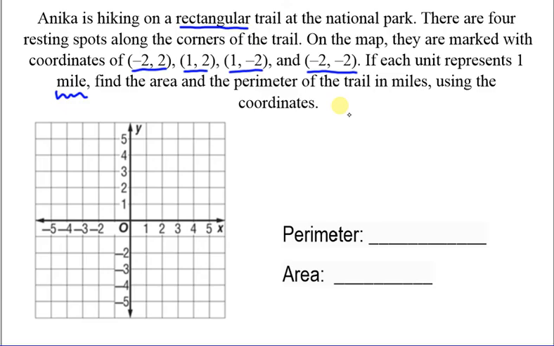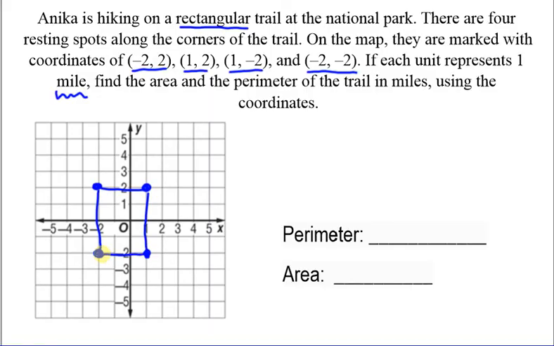So, our units here, even though we're using a coordinate plane, are not going to be units because it's telling us that each unit is a mile. So our units at the end are going to be miles. So let's first graph these points. So we have -2, up 2. We have 1, up 2. We have 1, -2. And we have -2, -2. So we're going to make that a rectangle like it says.